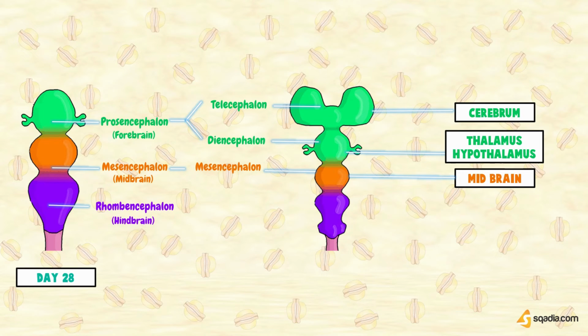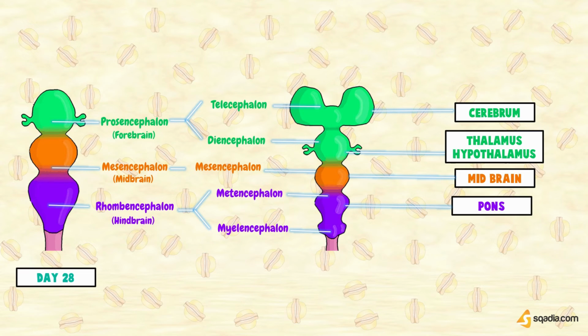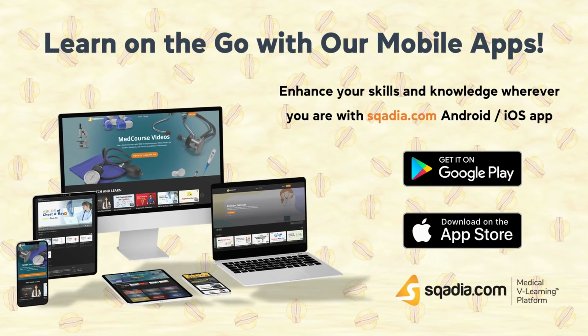The mesencephalon becomes the midbrain. The rhombencephalon splits into two: the metencephalon and the myelencephalon. The metencephalon becomes the pons. The myelencephalon becomes the medulla, while this is the spinal cord. So, this was all about the development of the central nervous system.